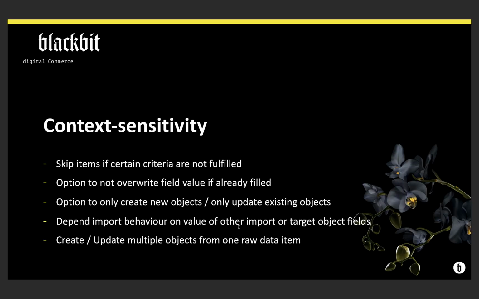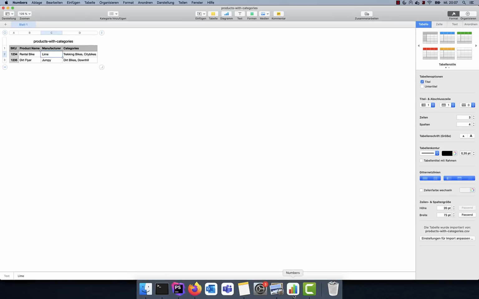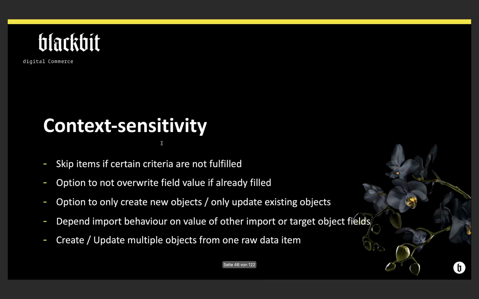And then you can create or update multiple objects from one raw data item. As you saw in the CSV file here, we have the categories as a comma-separated list. So it is possible to create a category object tracking bikes and another category object city bikes from this one import row in the CSV file.